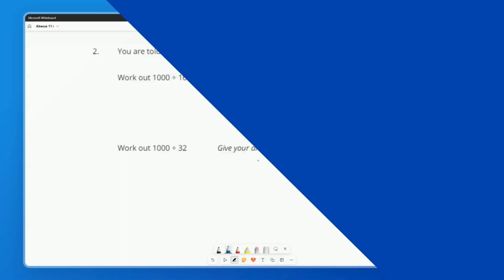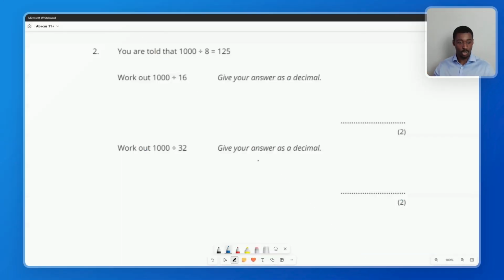2. Okay, so here we have an interesting question. We're told that 1000 divided by 8 is 125. So what's 1000 divided by 16? And we have to give our answer as a decimal. So let's think about what's going on here. What do we really mean by division? If we have 1000 divided by 8, what does this actually mean?